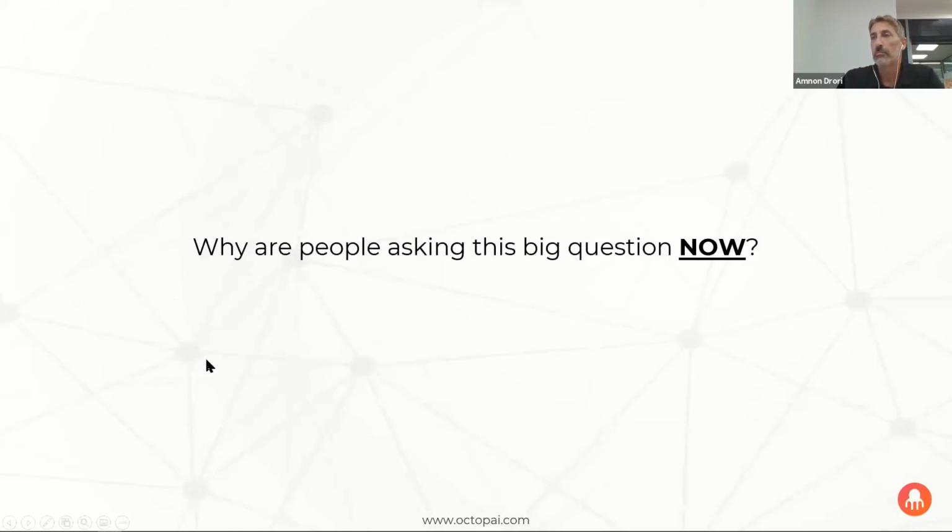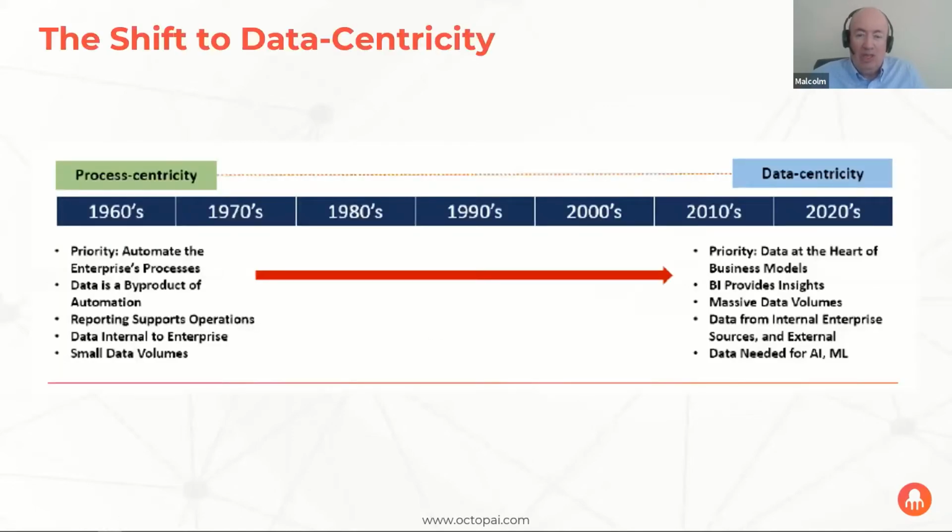Malcolm, why now? Why are people asking this big question now about these different kinds of tools? Because now is different. If we go to the next slide, we can illustrate it a little bit. We're living essentially in the golden age of data, but it wasn't like this. Decades ago, computerization came in, and the idea was to automate what in those days were manual processes. Today, we're looking at process optimization. But the emphasis, for several decades, was really on automation.